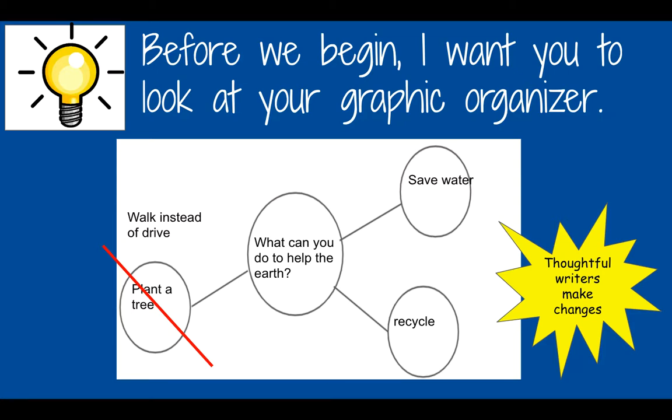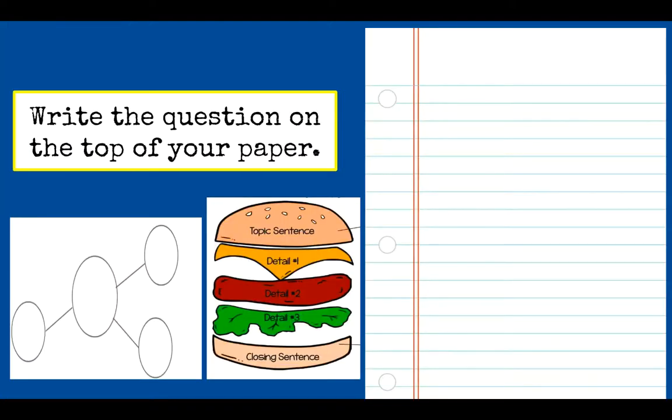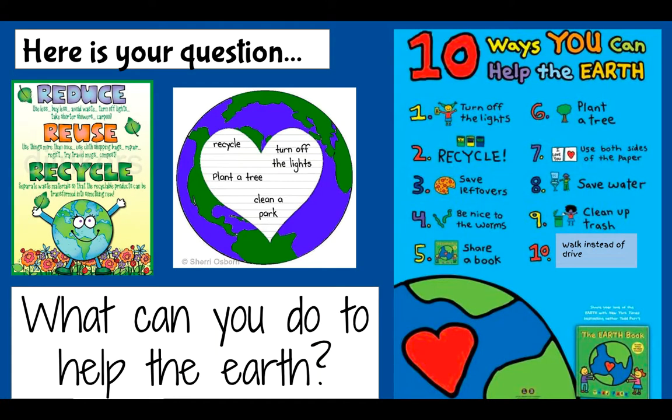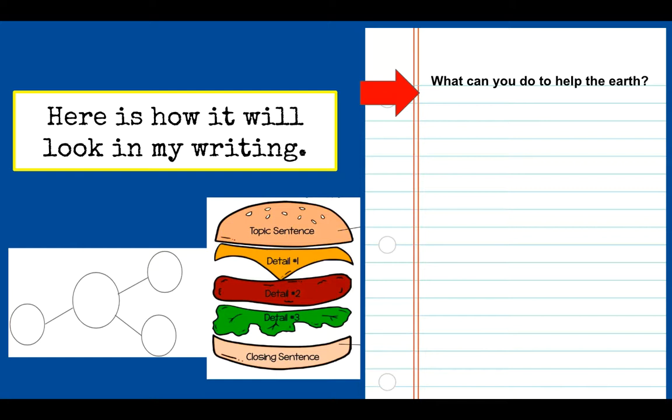Now I want you to go back into your graphic organizer and make sure that all the facts that you have on your paper you're able to talk about. Once you're done with that, I want you to write the question on the top of your paper. What was my question again? Oh, that's right. What can you do to help the earth? Here's how it's going to look in my writing. What can you do to help the earth?